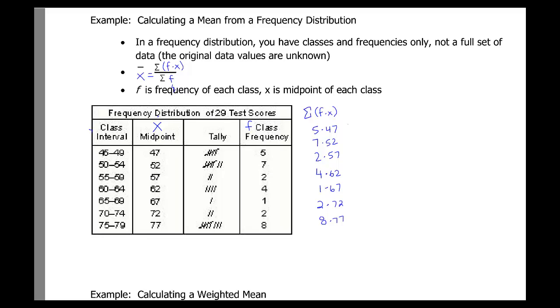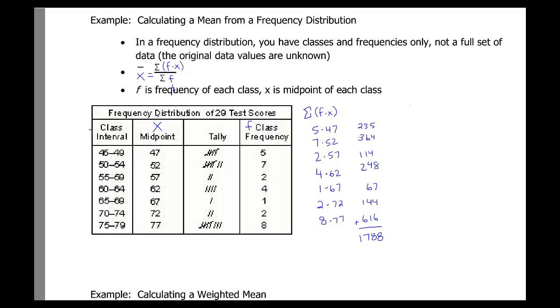So we have 235, 364, 114, 248, 67, 144, and 616. And add all those together, and that gives us 1788. Okay. So that's going to be the top part of our equation.